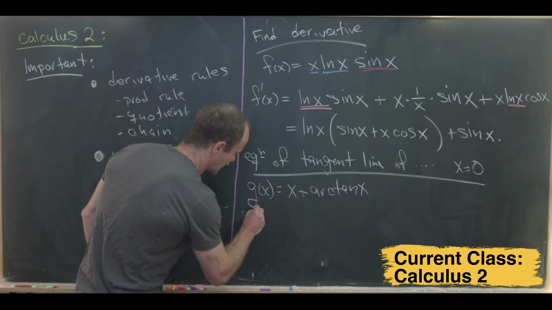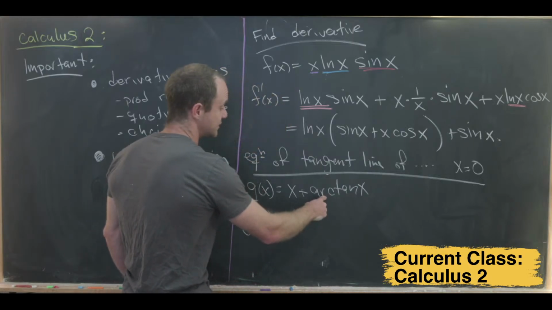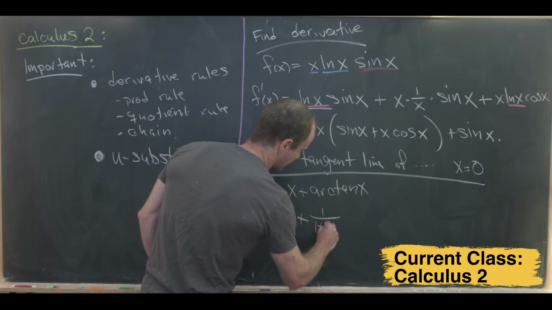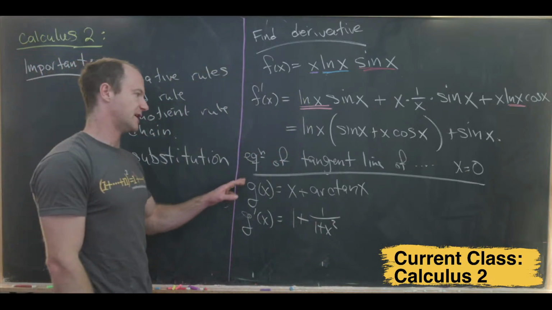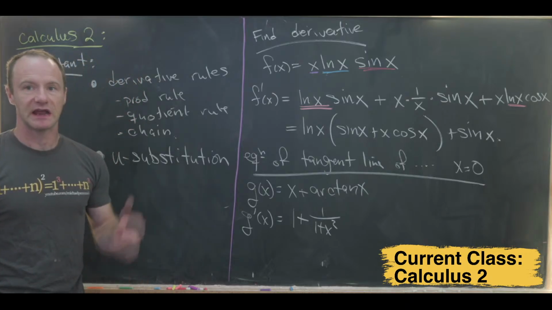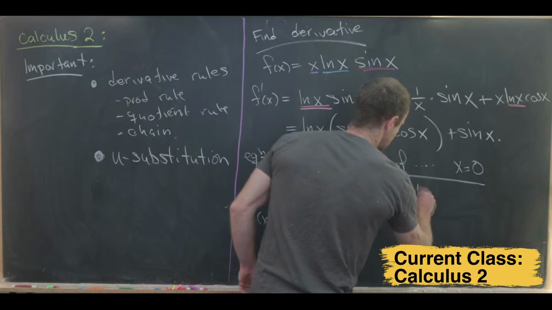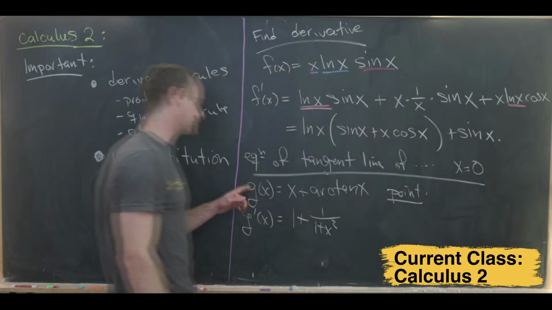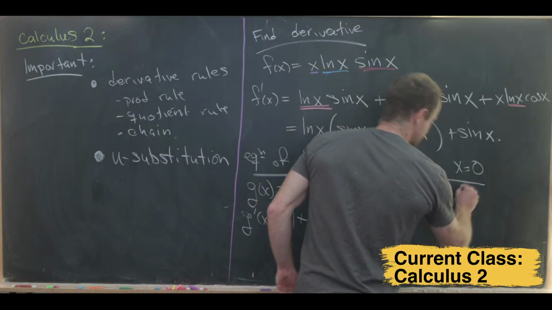Okay, so anyway, we have g prime of x equals 1 plus the derivative of arctan, which is 1 over 1 plus x squared. So there's our derivative. But to find an equation of a line, we need a point and we need a slope. The point we can get just by plugging 0 into our original function. So that'll be 0, 0.